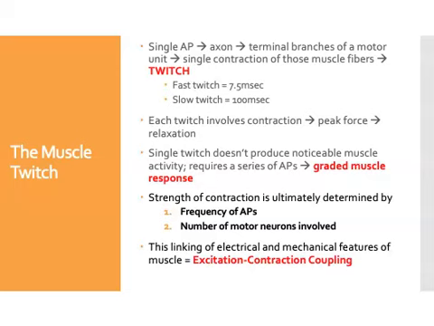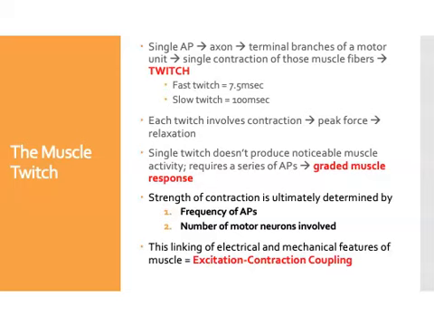Now, we've mentioned this term twitch before, but we've not really talked about it. Remember, we said one of the ways that we classify muscle fibers is by the nature of the twitch that they produce. We talked about a fast twitch and a slow twitch. We said fast twitches occur in about 7.5 milliseconds, while slow twitches require about 100 milliseconds. So now we have a better understanding of what this twitch is. The single action potential, the single contraction, that's the twitch.